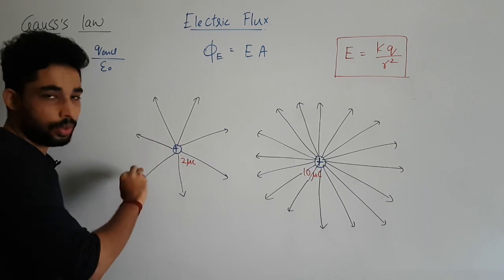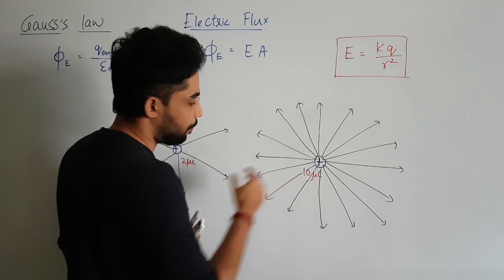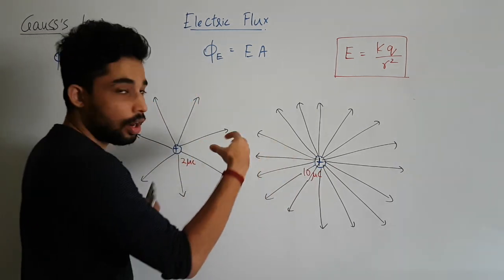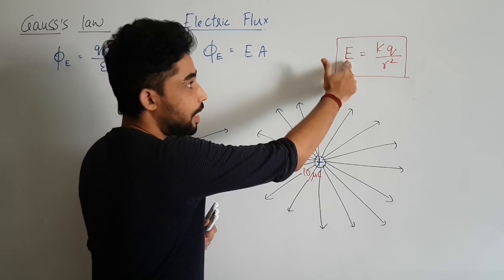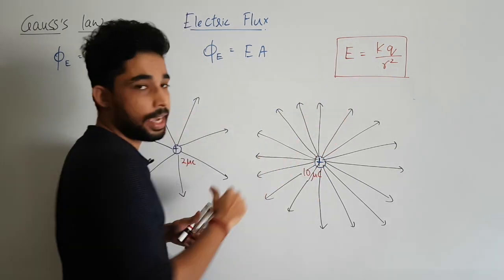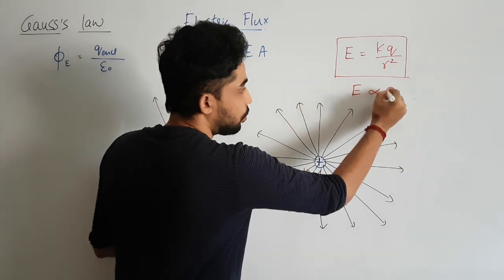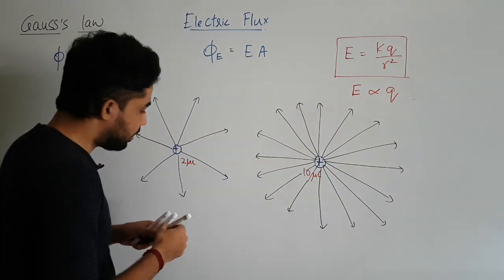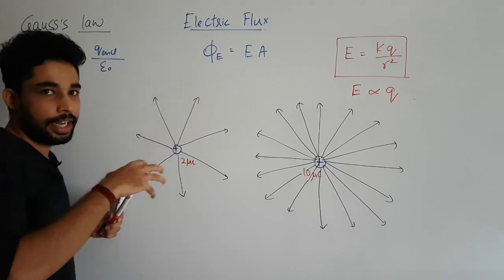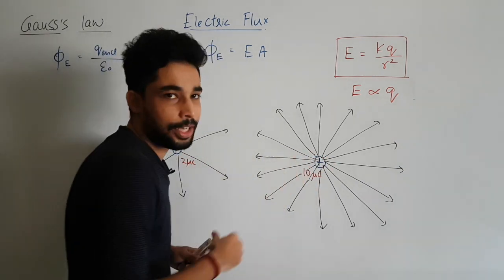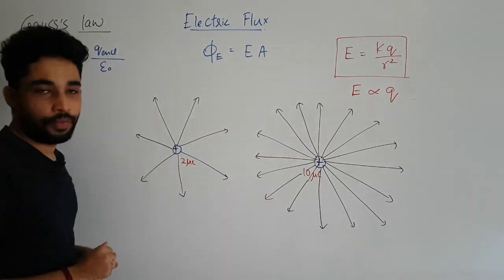One is a 2 microcoulomb charge, which is going to put out field lines, and another is 10 microcoulomb. As you can see, I've drawn more field lines here because you know this equation that electric field is equal to kQ by r square, which means that the electric field is directly proportional to the charge. So here, since it is 2 microcoulomb, the electric field won't be that strong. At any point you take, it won't be as strong as with this 10 microcoulomb. So I'm drawing more field lines here and fewer field lines here.